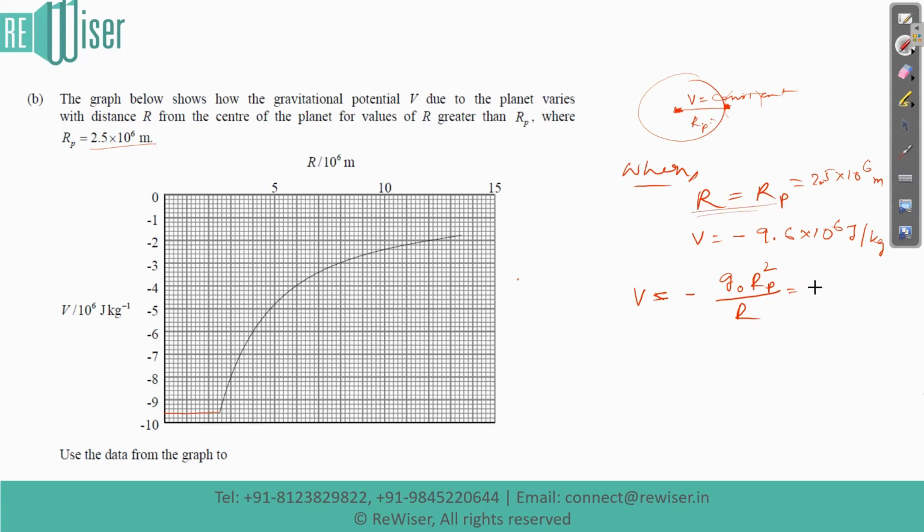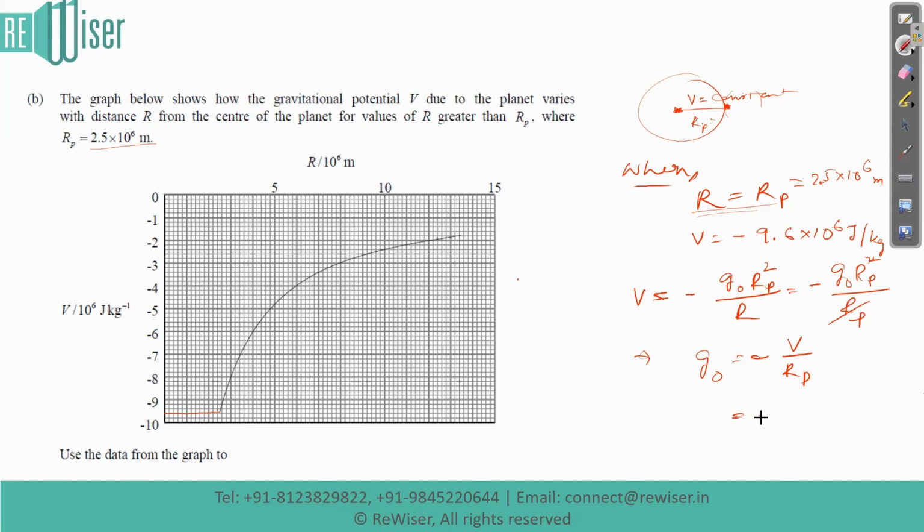So we put g0 rp squared by rp. So rp and the square get cancelled. So finally, g0 is equal to minus V by rp.